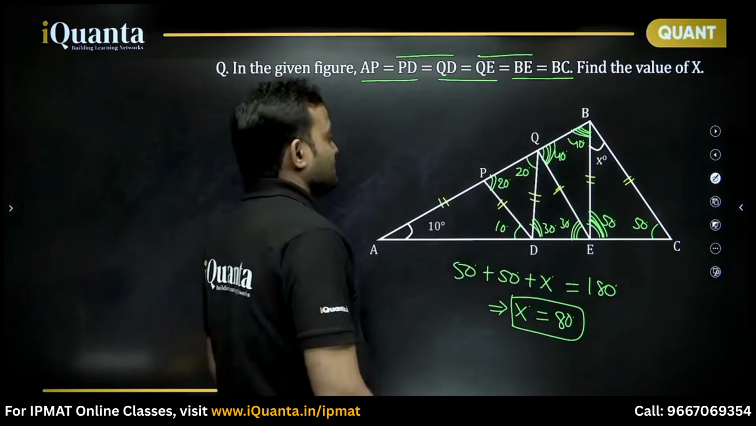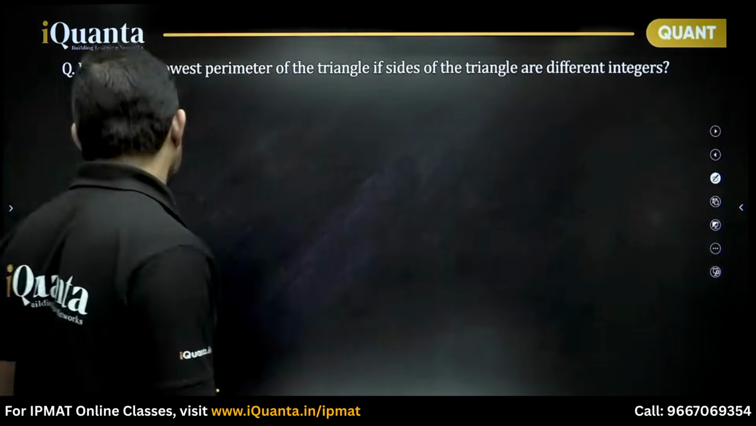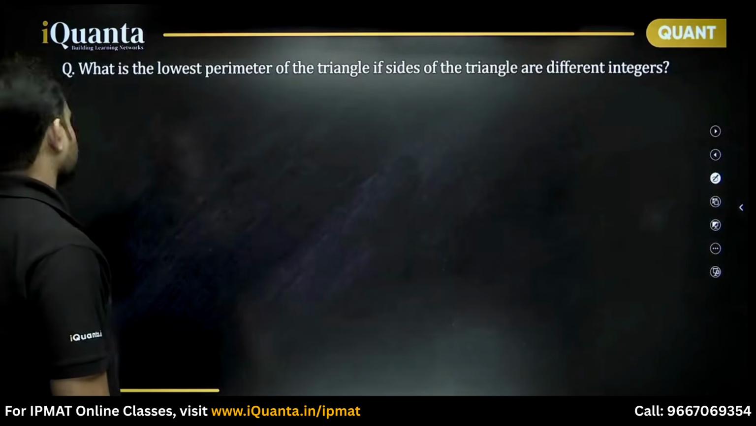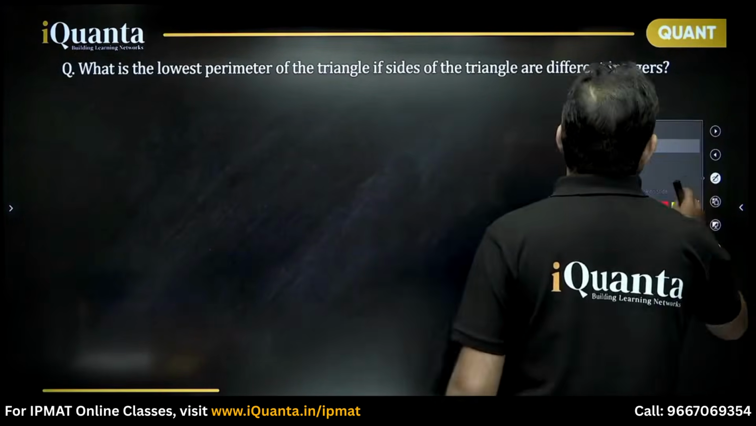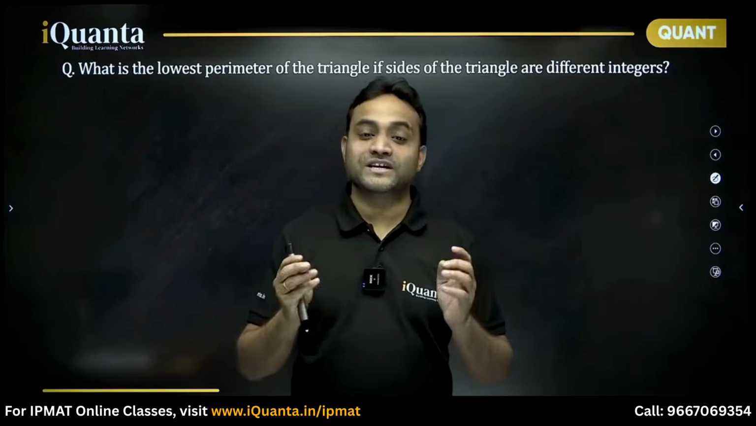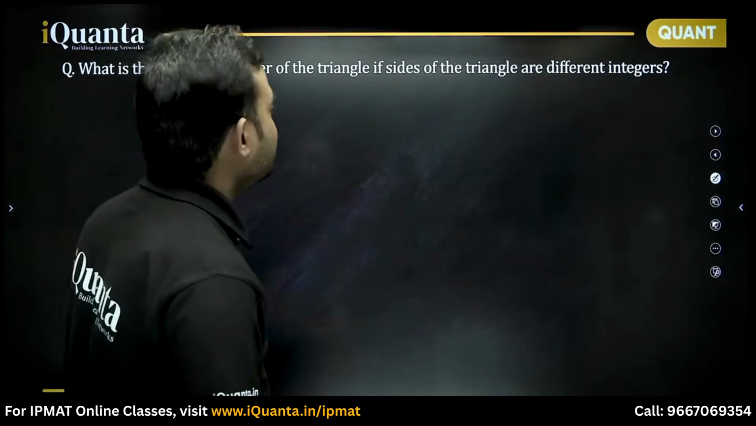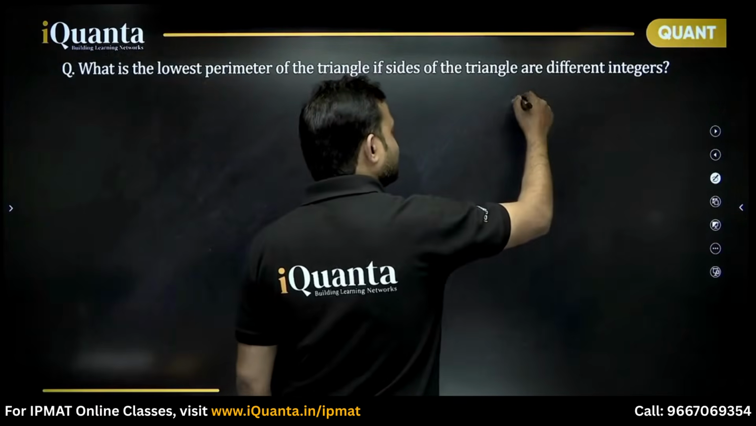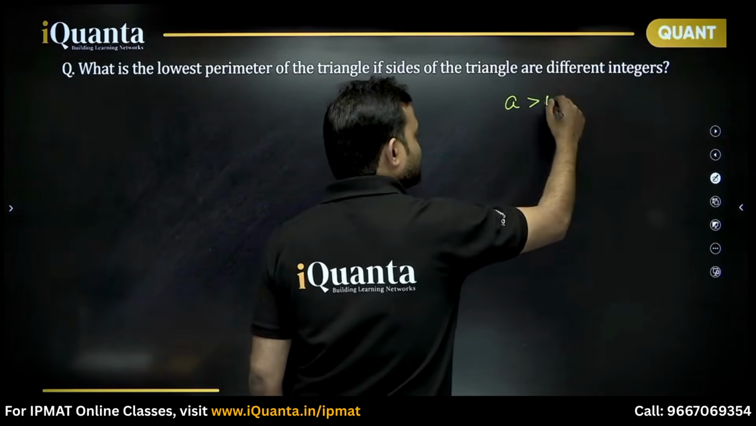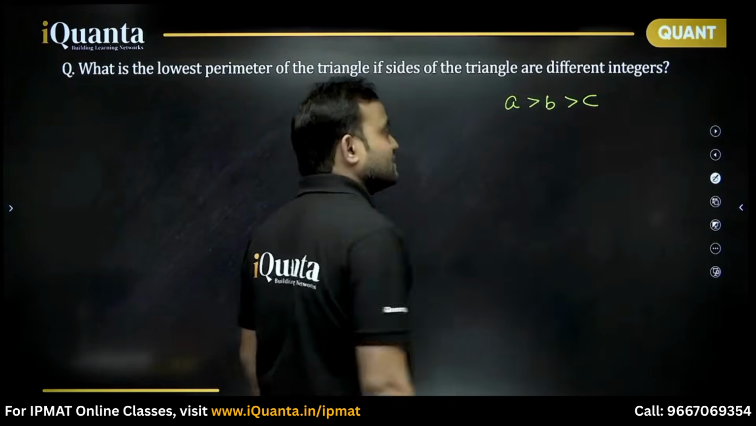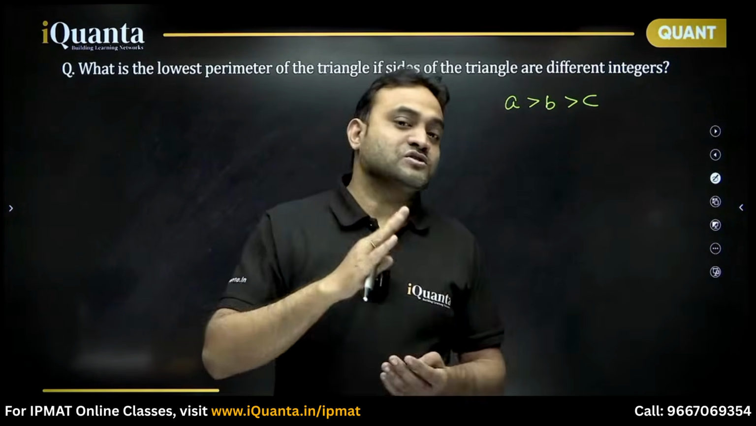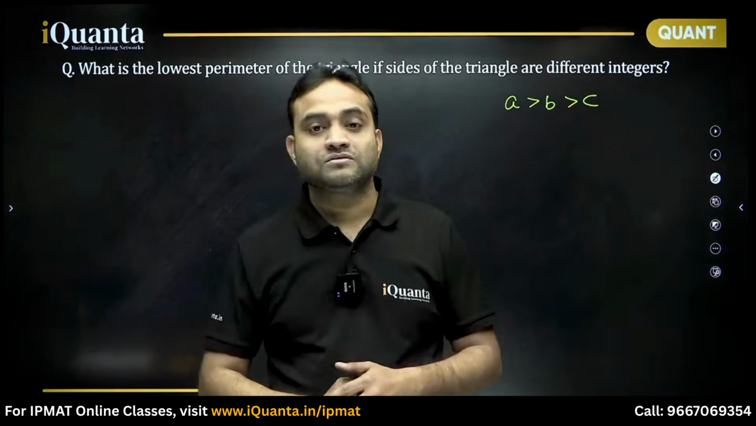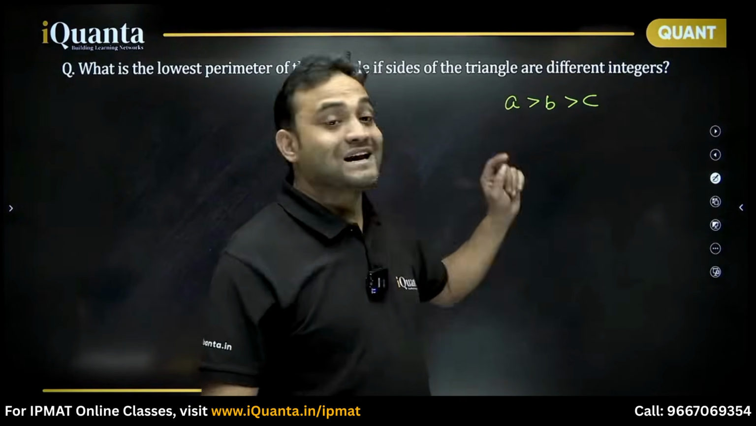Okay. Now, let's go to the next question, which says, what is the lowest perimeter of the triangle if the sides of the triangle are different integers? Again, one very interesting question which you should first try by yourself, then check the solution. Here it is given that there are three side lengths, A which must be greater than B, which must be greater than C. If there are three sides, all are distinct values. So someone will be the largest, someone will be the smallest, and some value will be between the two. This is the relation that we get.